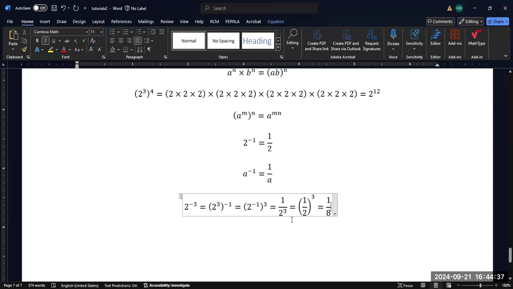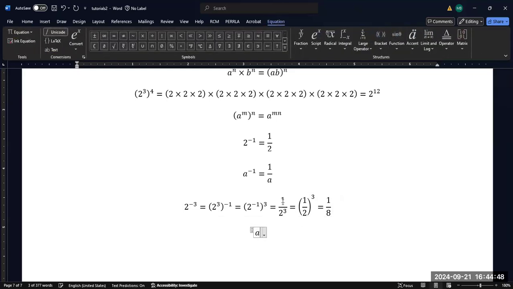So you can think of these in either way. Typically, we think of them in terms of whatever is simplest for us to evaluate. But again, this general property, a to the -n, is going to be thought of as 1 over a to the n.